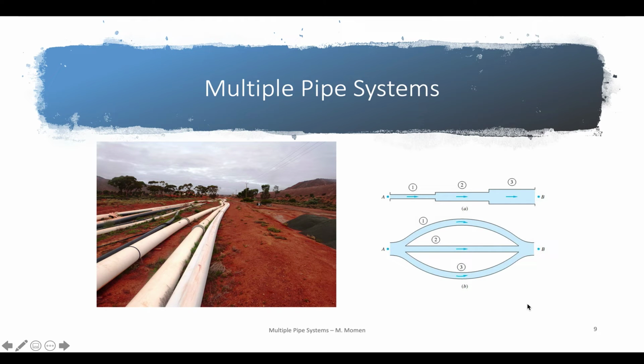Hello everyone. In this session we are going to go through multiple pipe systems. If you remember from last session, we went through single pipe systems. We introduced three different types of problems that we can solve in single pipe systems, type 1, type 2 and type 3. Now in this session I'm going to go forward and talk about multiple pipe systems.